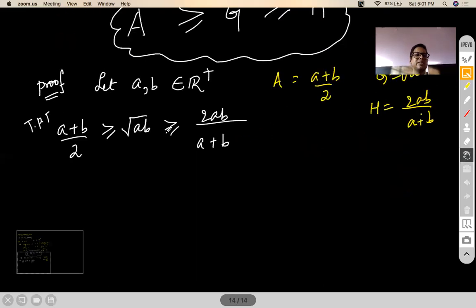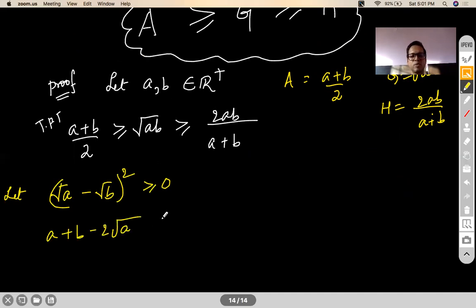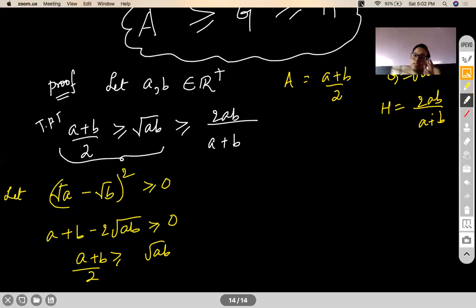I'll start with a very simple expression, (root A minus root B) whole square. We all know that this is a positive quantity. So if you expand it, you get A plus B minus 2 under root AB, a positive quantity. That means A plus B is greater than or equal to 2 under root AB. Divide by 2. Since 2 is a positive quantity, it will not affect the inequality sign. And there you go, you have proved this part of the question. So AM is greater than or equal to GM.